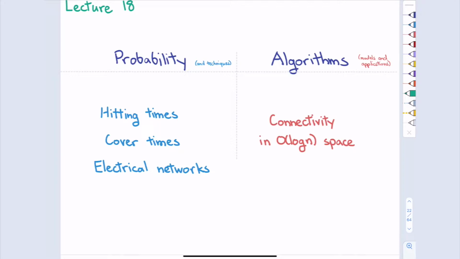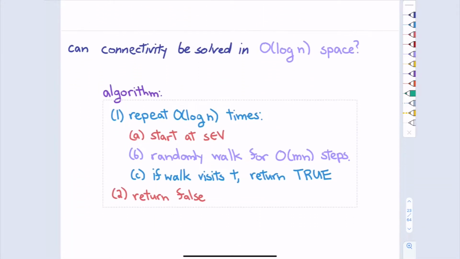Yeah, that's exactly right. So that's even simpler than your suggestion. All right, so here's the algorithm then. You're going to repeat log n times, not a big deal. We'll just start at S. We'll randomly walk for some polynomial number of steps. If you reach T at any point, you just say, okay, I found it. And if you don't, you try again. You try log n times.